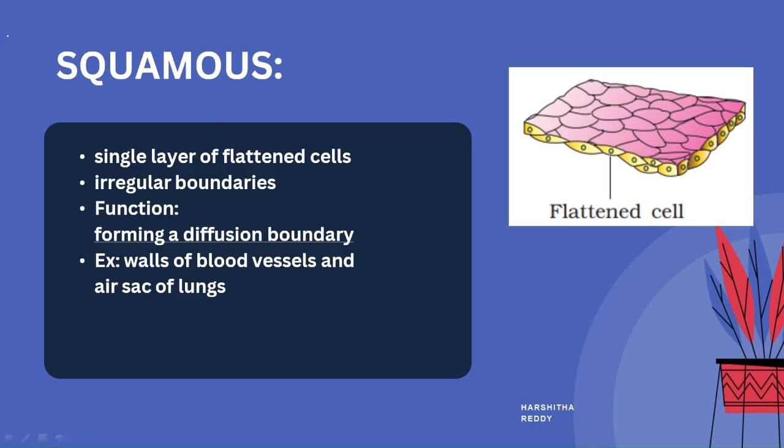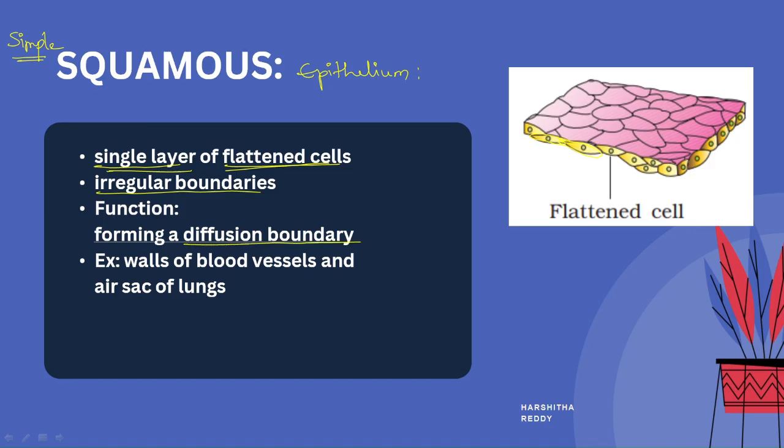When we come to squamous epithelium, it is actually called simple squamous epithelium. It is a single layer of flattened cells. As it is a simple epithelium, it is made up of a single layer of cells, and those cells are flattened cells, as you can see here. They have irregular boundaries, meaning they do not possess uniformity, and the function of this is that they form a diffusion boundary.